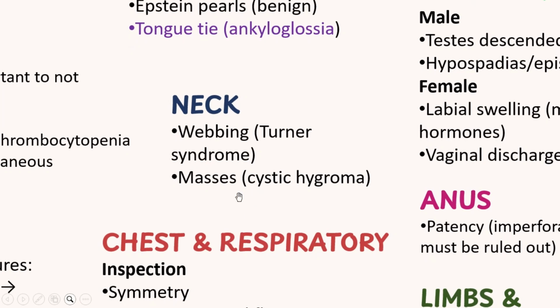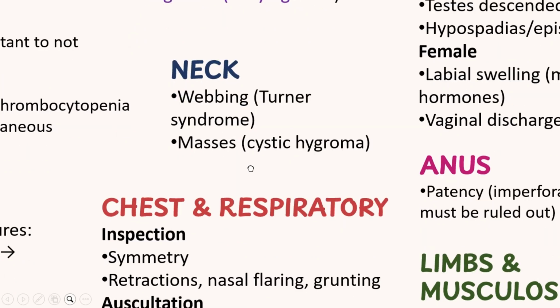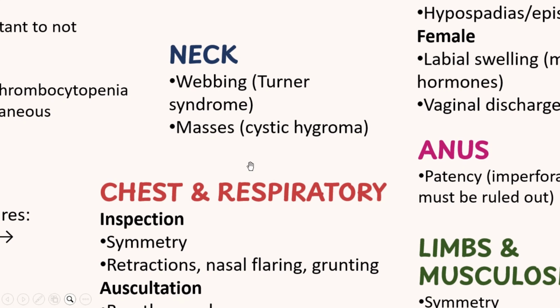Then when we go to the neck, you want to rule out things like webbing of the neck, as in Turner syndrome, and then we have sometimes masses like cystic hygroma. We already did a video about this, and it is in the surgery playlist as well as the pediatrics playlist.